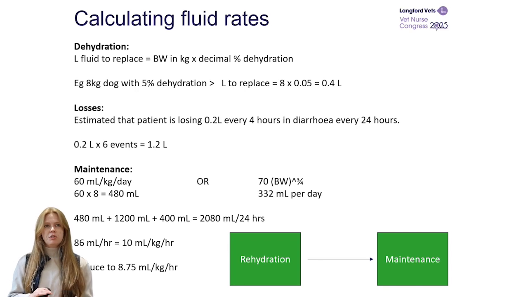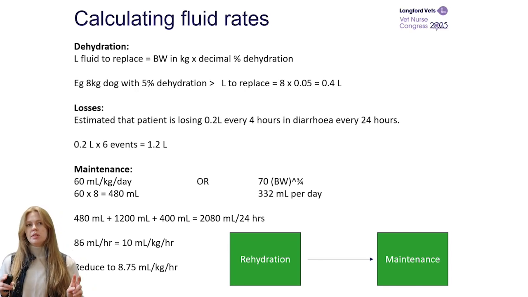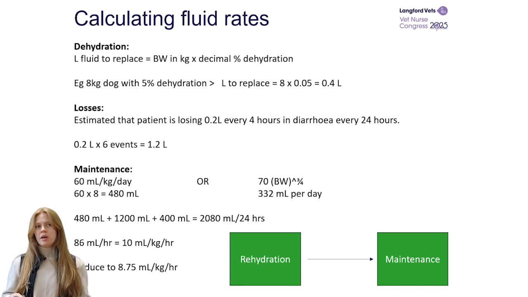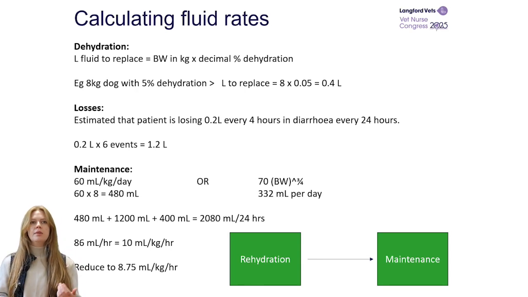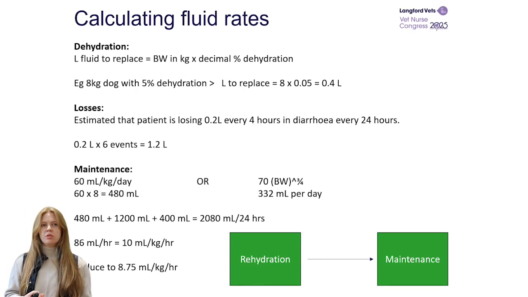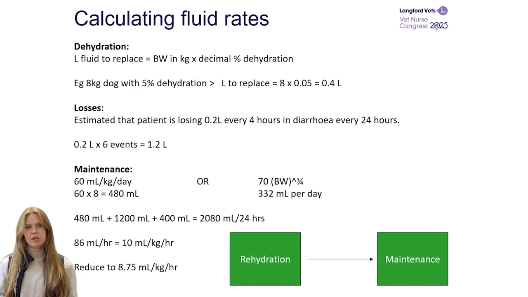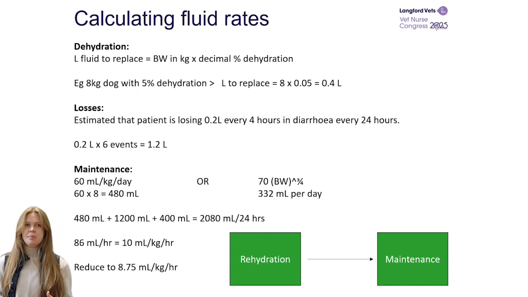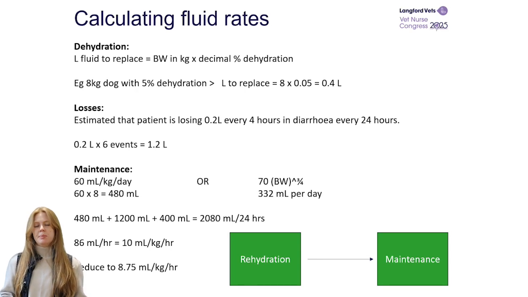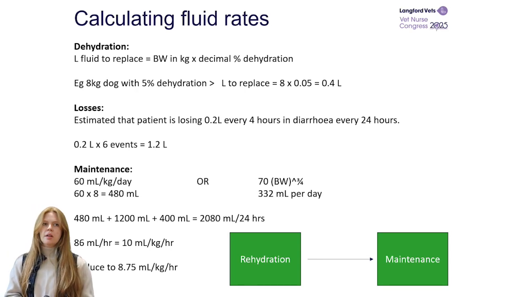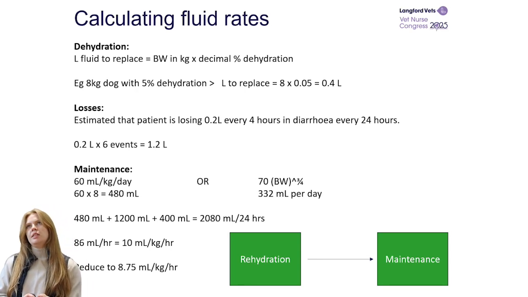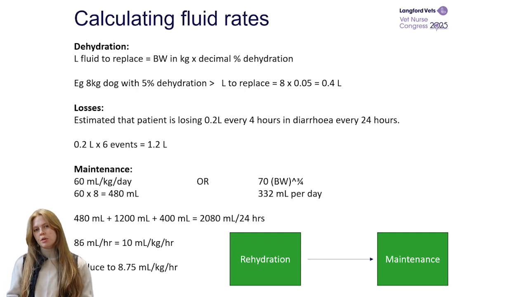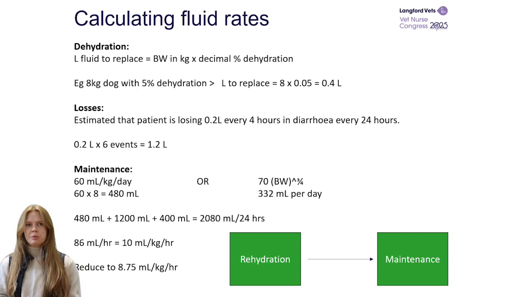So we've got the 480 millilitres, which is the maintenance, plus the 1200 millilitres, which is the losses, the diarrhea that we worked out, plus the 400 millilitres of dehydration, and that creates 2080 millilitres to be delivered to this patient over 24 hours. And this, I suppose, is insinuating that this is the only route of hydration, of fluid accumulation this patient's receiving.